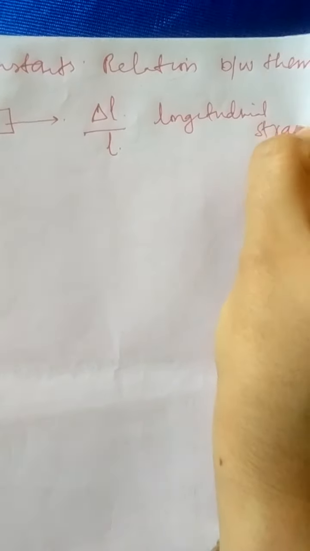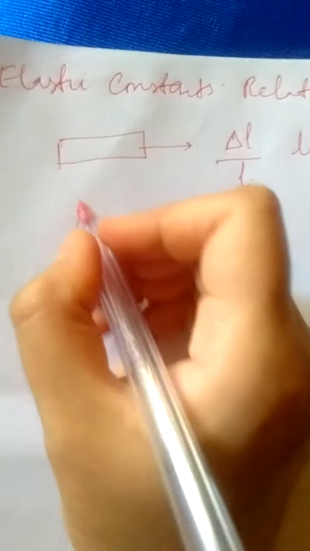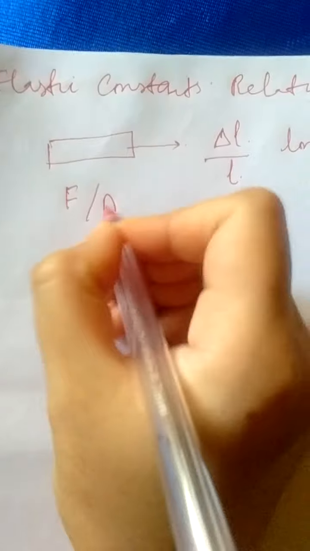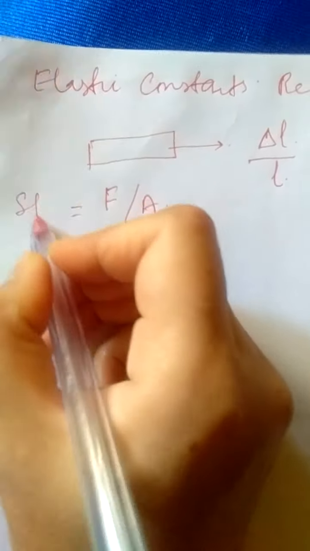So longitudinal strain is the ratio of change in length and original length once a force F is applied per unit area of the body. So this force per unit area is expressed as stress. You know that.